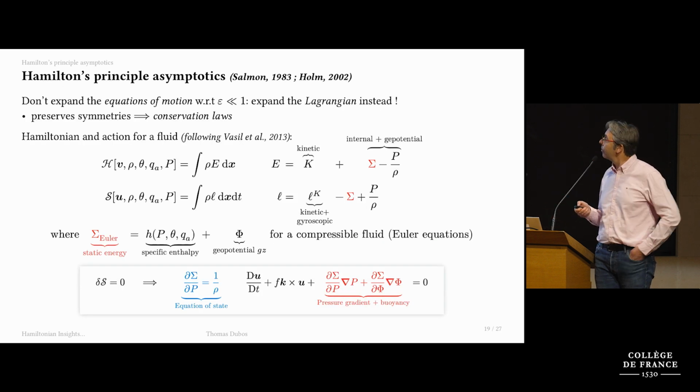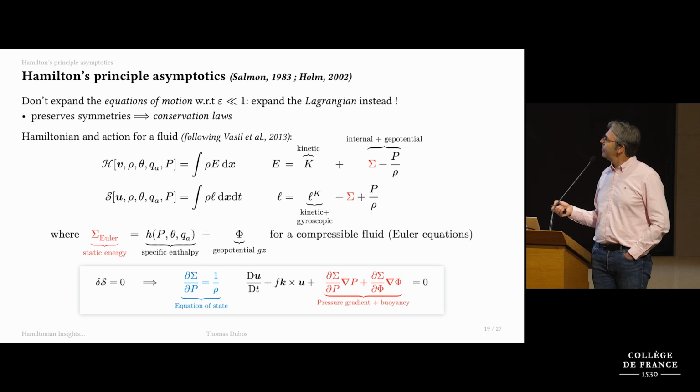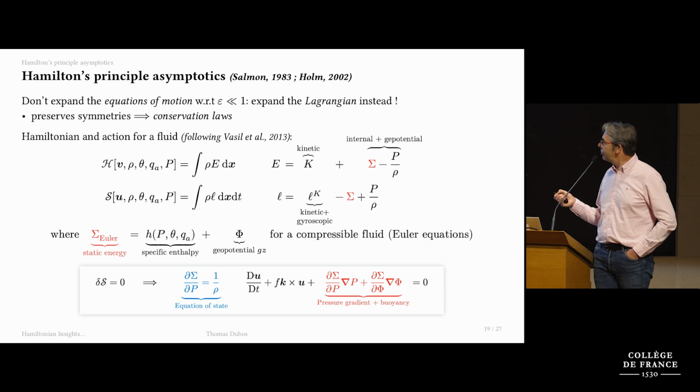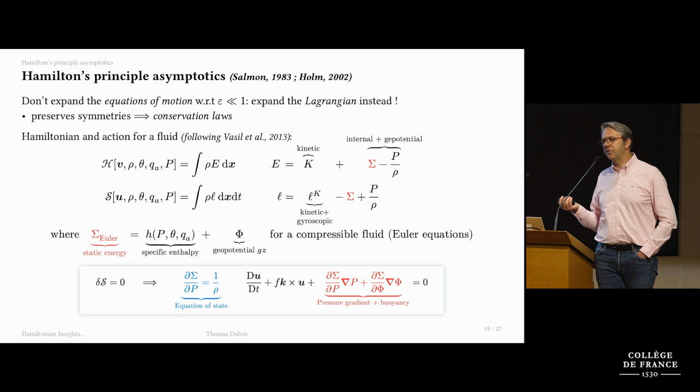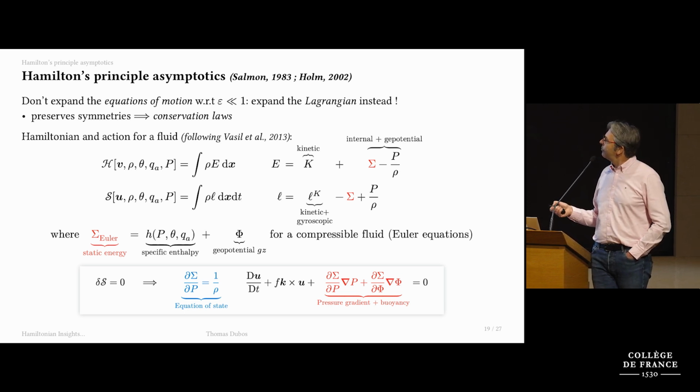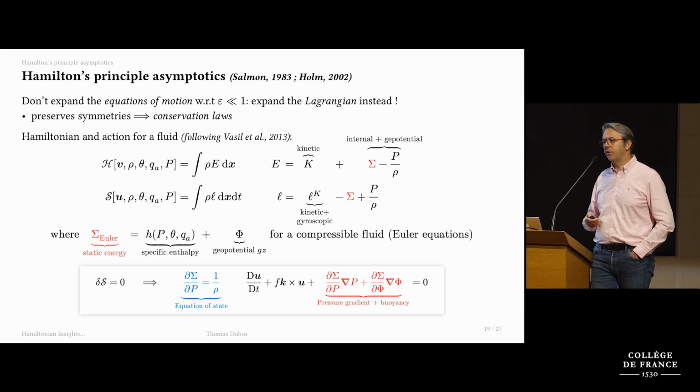The general principle, along the lines of what I've already introduced, was put forward by Salmon in the 80s and Holm in the 2000s, and the name Hamilton's principle asymptotics was coined by Holm. The idea is very simple. Don't expand the equations of motion. Don't do that. What you should expand is the Lagrangian. So do your approximations directly in the Lagrangian. This guarantees that you will not break the structure of the model. So it's very easy in that case to preserve symmetries and to have the desired conservation laws.